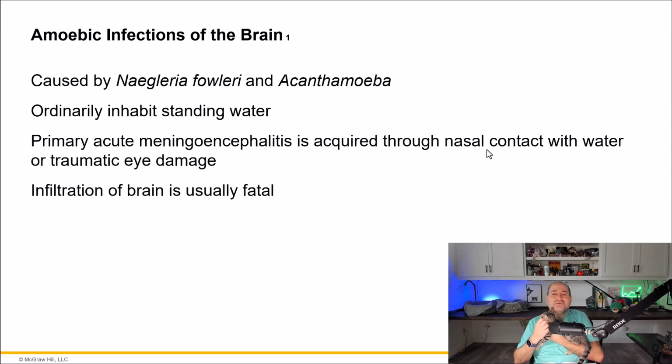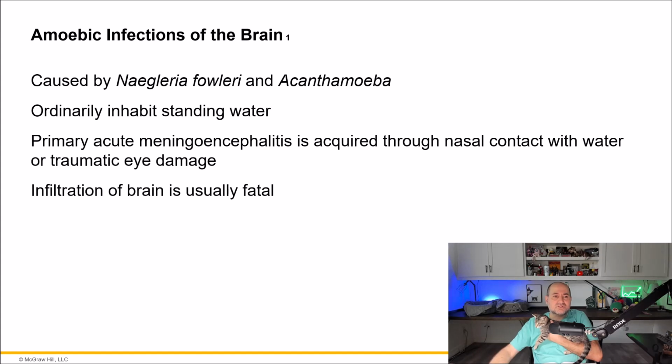Basically, if you splash into the lake and water splashes up your nose, if those amoeba were in that water, they would make their way up into the nose. And inside of the nose are your sinuses, and there are certain neurons that go from the sinuses directly to the brain. And these amoeba, they just love to travel along those neurons, straight to the brain, where they cause massive brain damage. And infiltration of the brain is usually fatal. So that's why they call it the brain-eating disease.